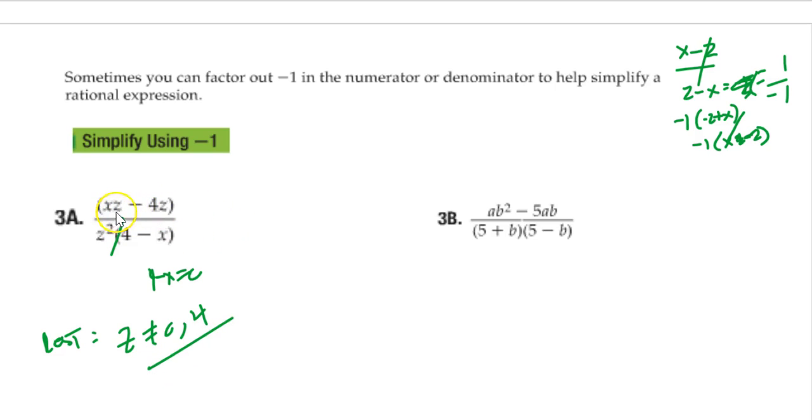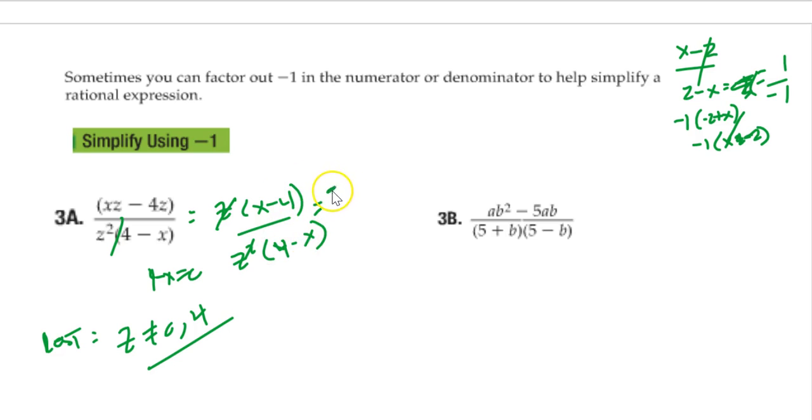Now let's factor the top. These both have a z. So z(x minus 4), z squared (4 minus x). And now notice again these two. Well, these reduce. But right here, they're so close to canceling out, there's opposite signs. That's where you can use the trick.